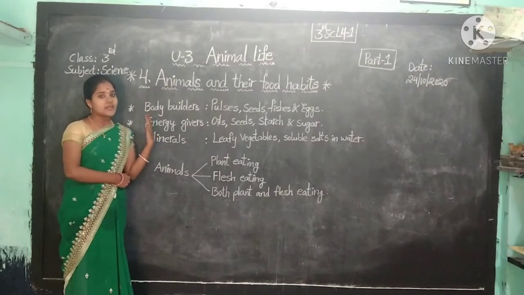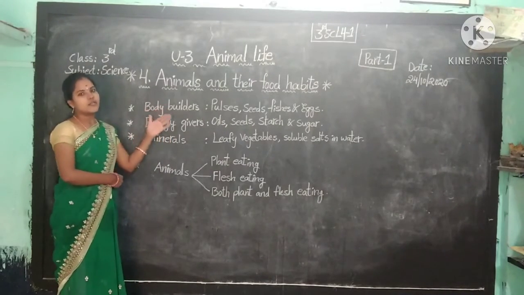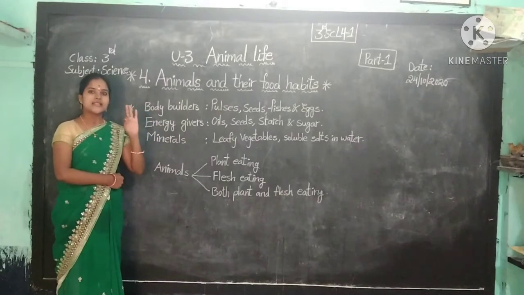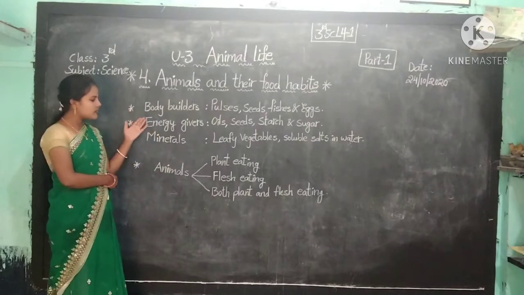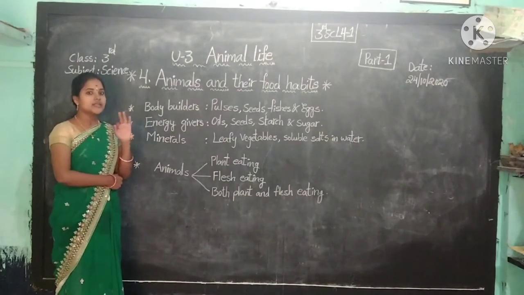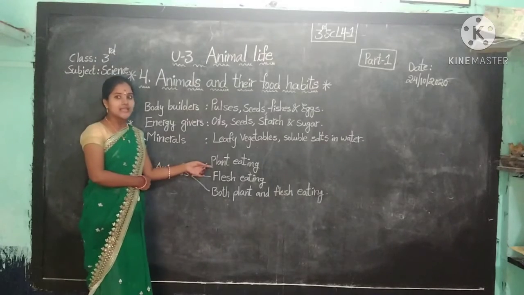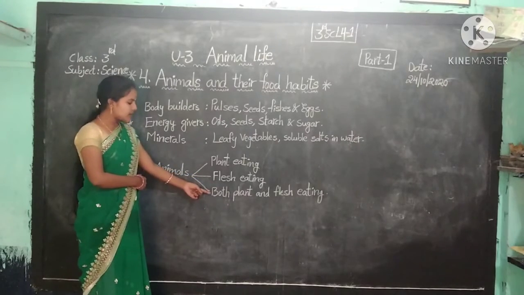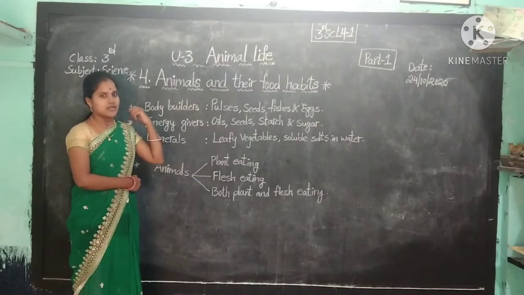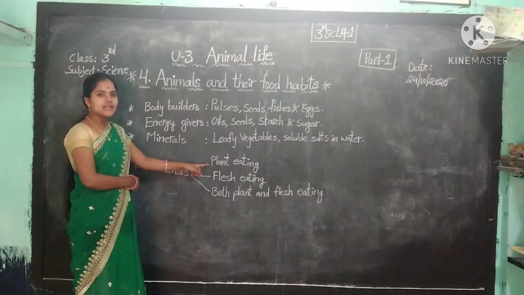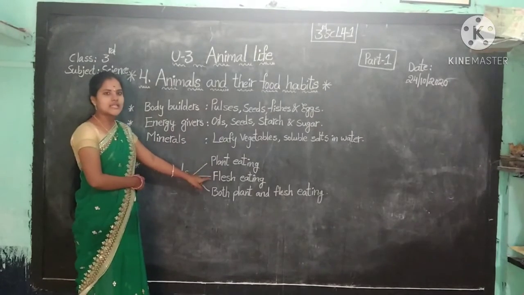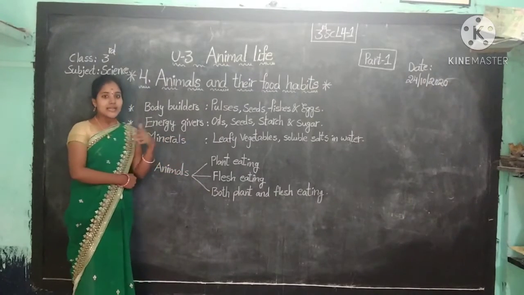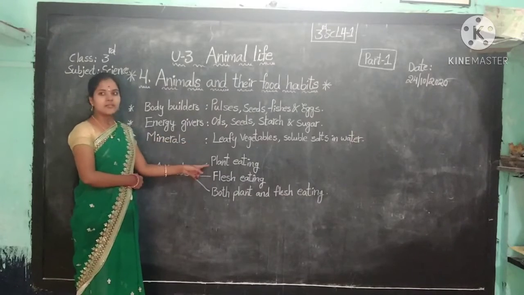Okay, different types of animals eat different types of food items. Based on the food items, animals are divided into 3 types. The first one is plant-eating animals, the second one is flesh-eating animals, and the next one is both plant and flesh-eating animals. What is the first one, children? Plant-eating animals. Second one, flesh-eating. Next one, both plant and flesh-eating. Okay, I will explain each of them in detail.